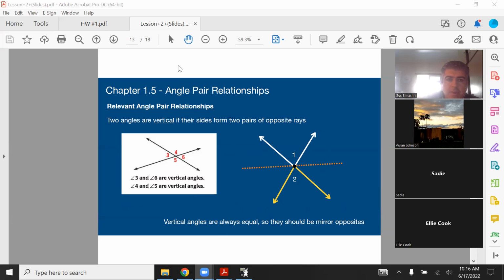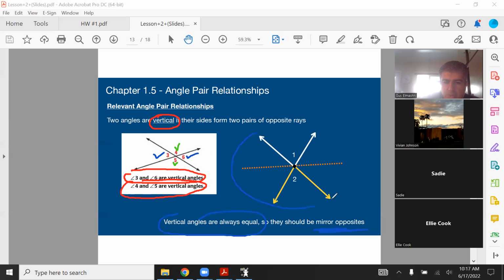I think this is probably 2 more slides. Okay. Vertical angles is another one. Vertical means they're just opposite of each other. So 3 and 6 are vertical angles. 4 and 5 are also vertical angles. So if I do some markings here, 4 and 5, 3 and 6. So 3 and 6 are the same. And the vertical angles are always equal to each other. So they're mirror opposites of each other.